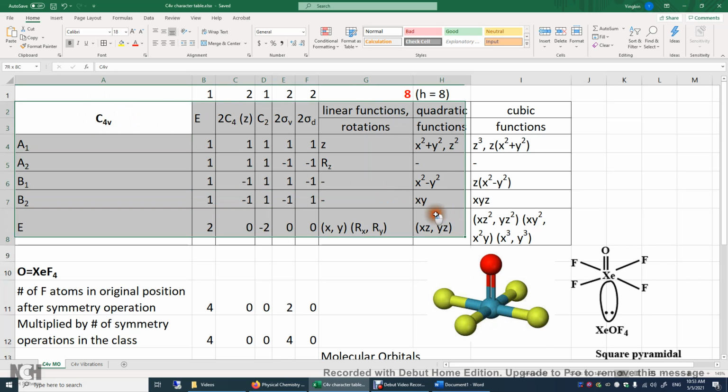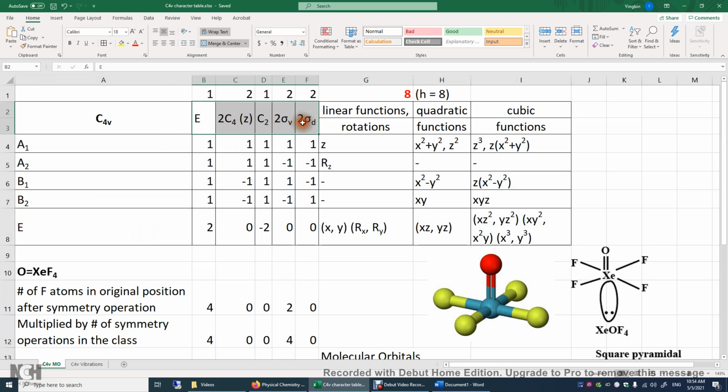First, let's look at this character table of the C4V point group. There are five rows and five columns. These five rows are five irreducible representations, or five symmetry species. And then you have five symmetry classes. When you look at a character table of a point group, it's always an n by n character table. You have n symmetry classes and n irreducible representations. In some symmetry classes, like this one and this one, there is more than one symmetry operation.